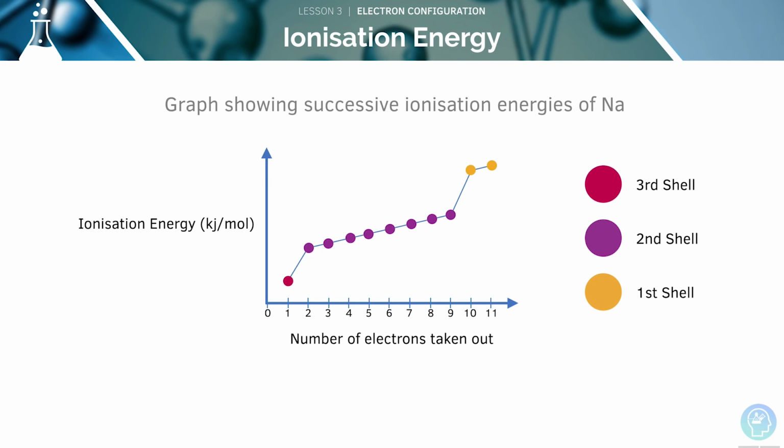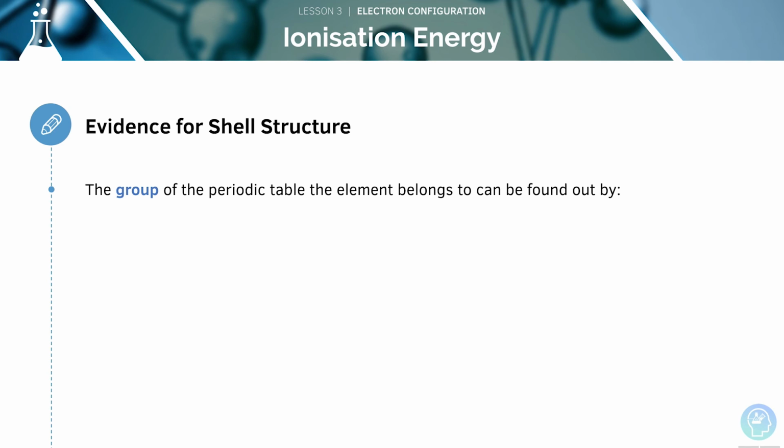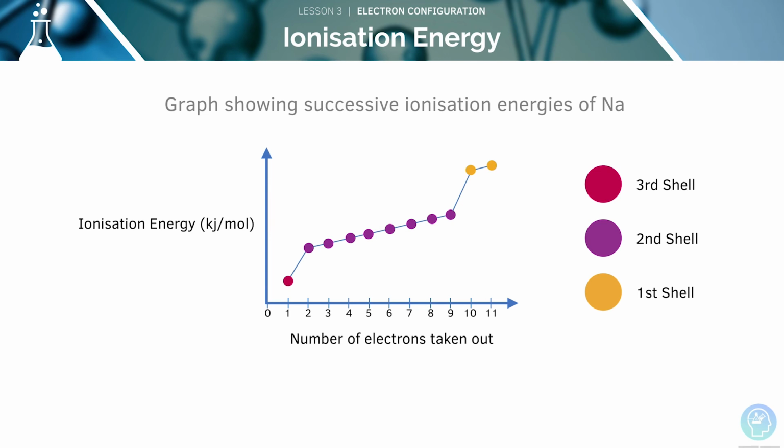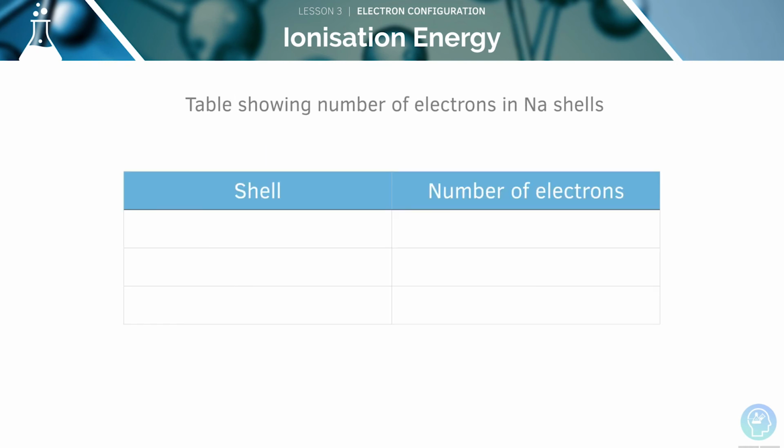Every time there is a sudden jump in ionization energy, we can tell that another shell has been entered. In this diagram, we can see that there is 1 electron in the outer shell, and then 8 electrons in the next inner shell, and so on. You can also find out which group of the periodic table the element belongs to. We can do this by counting how many electrons are removed before the first sudden rise in ionization energy. For this diagram, we can tell that it is a group 1 element, as it has 1 outer electron.